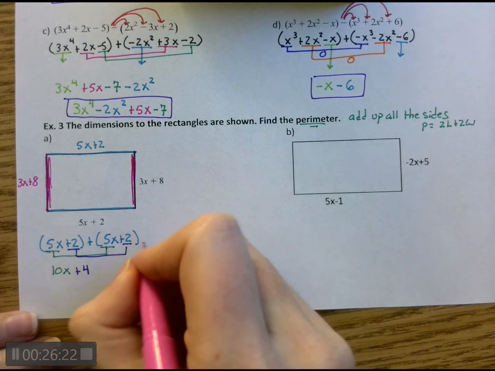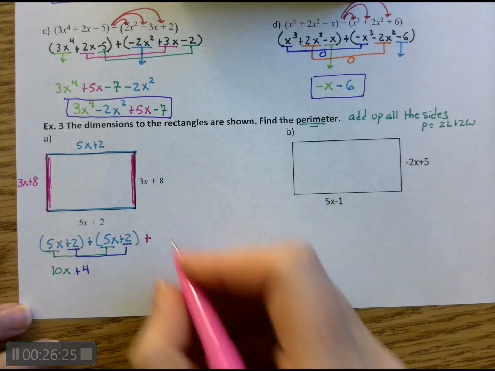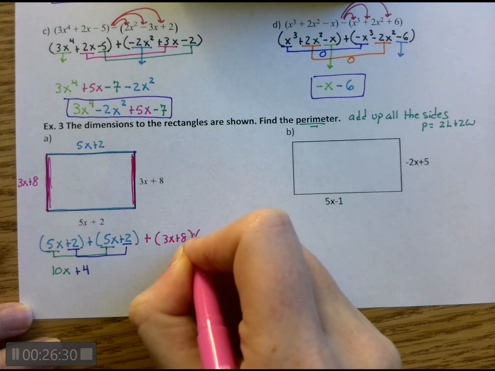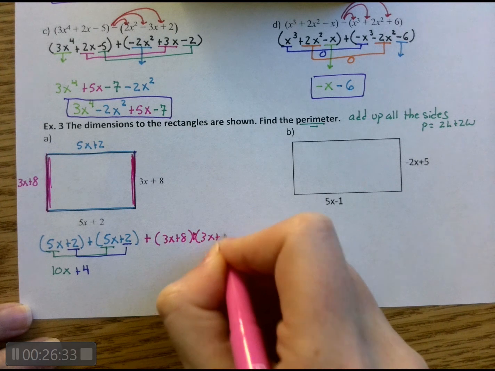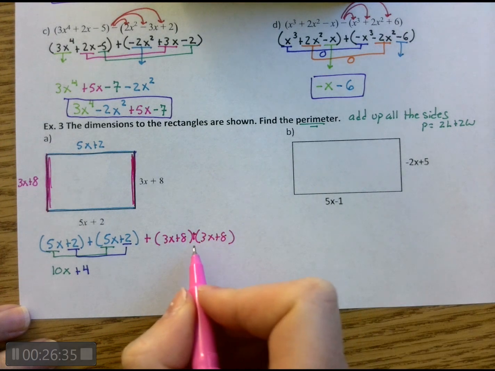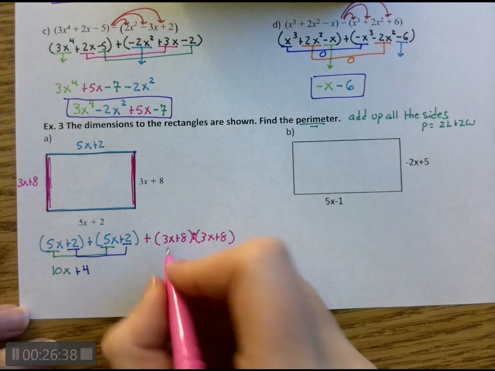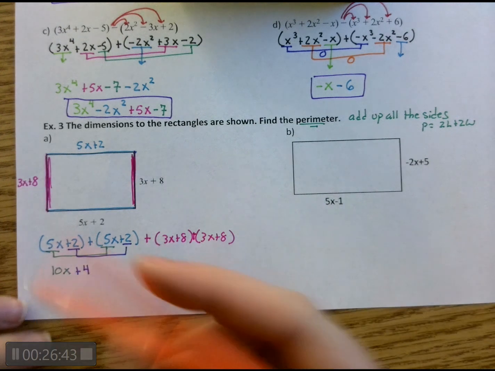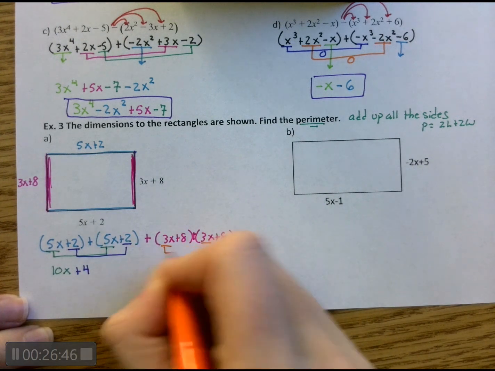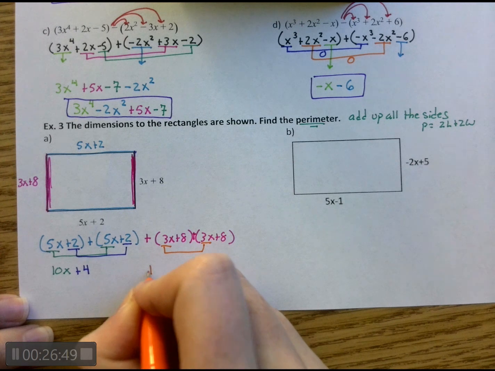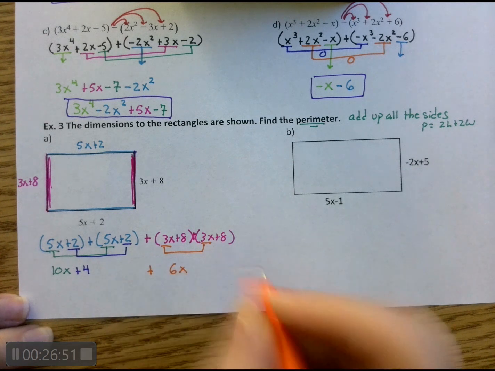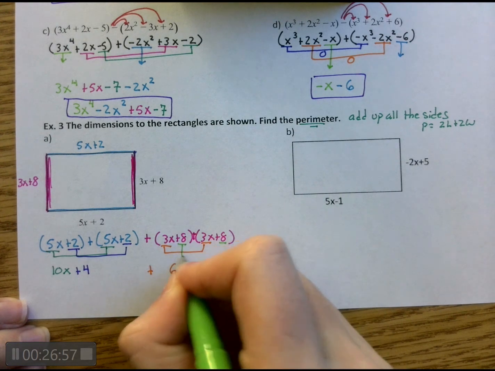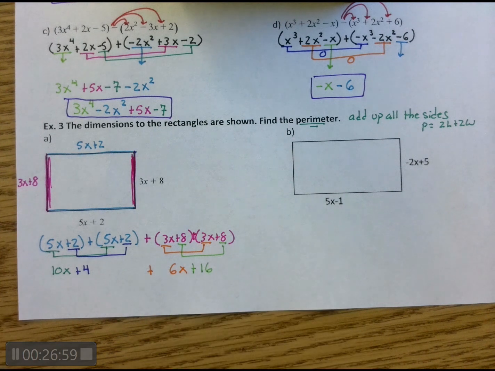So then plus 3x plus 8. Sorry guys, there is a plus in between here, I promise. Okay, so then we have 3x plus 3x to give us 6x. And then we have 8 plus 8 to give us 16.